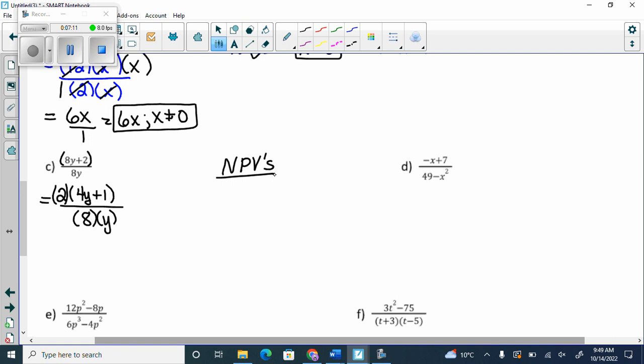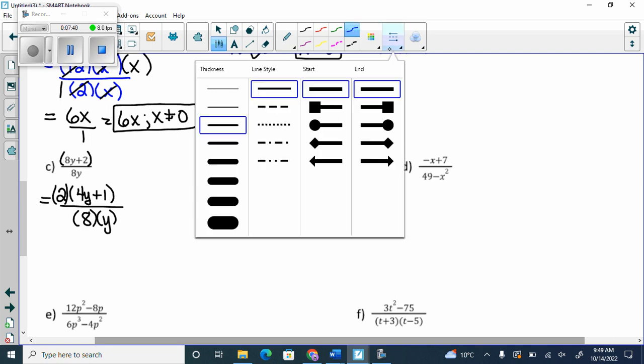Now, does the 8 have a variable with it inside that bracket? No. So is the 8 going to cause me to have any NPVs? No. The y does. So I have 2 brackets, but you only get NPVs if the bracket contains a variable. We agree? So yes, I have 2 brackets in the denominator, but only one of them has a variable, so I'm going to get 1 NPV. So I take that y, and I set it not equal to 0. And then it's done. And then I say to myself, can I cancel anything off?